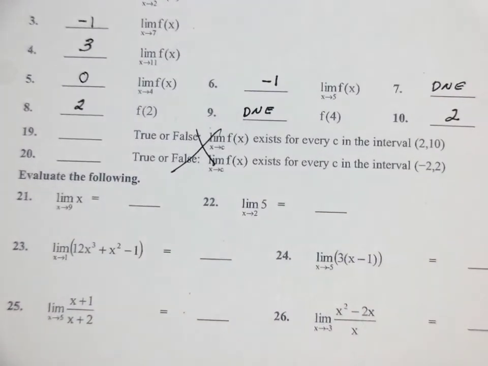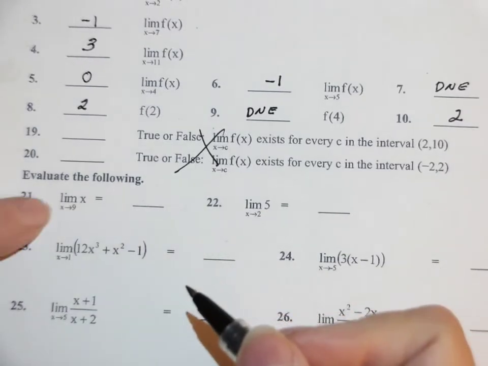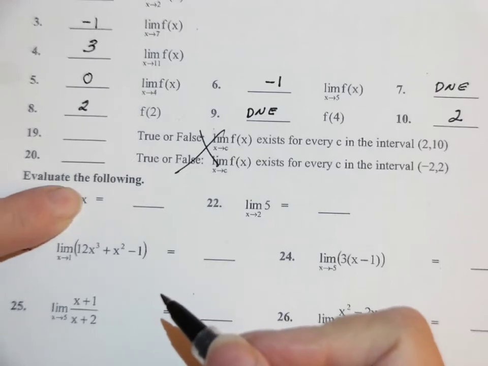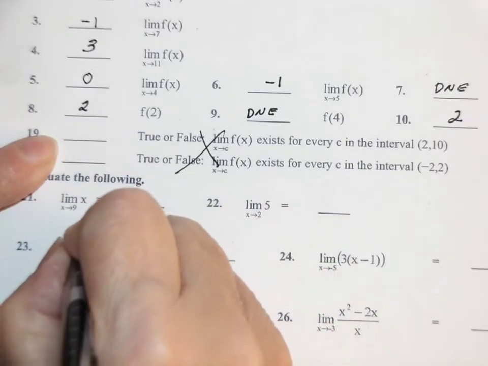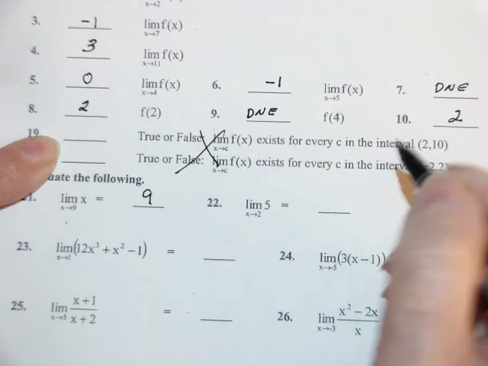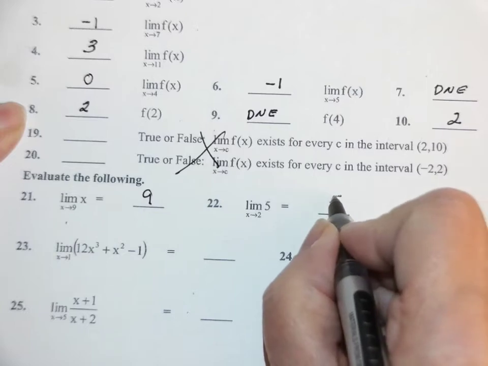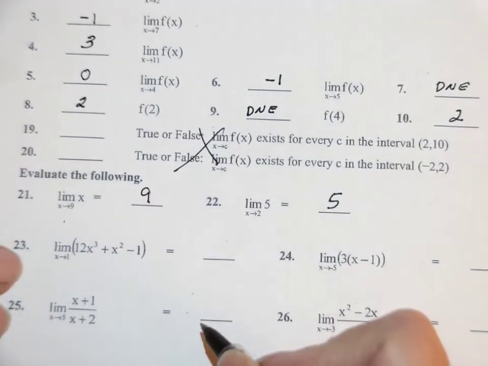Now here go the limits. Let me focus this a little bit. And that's about the best we're going to do. The limit as x approaches 9 of x. Plug it in. That says you're at 9. The limit as x approaches 2 of 5 is a constant, not going anywhere, so it's 5.